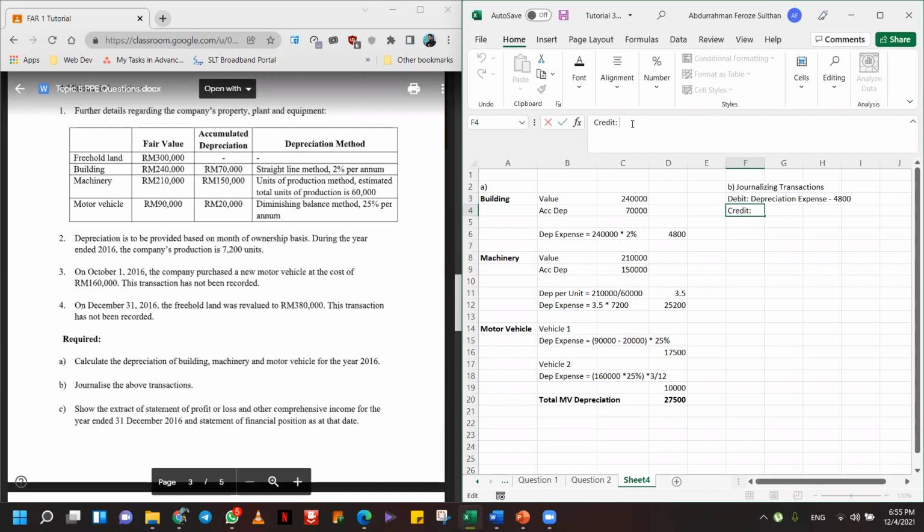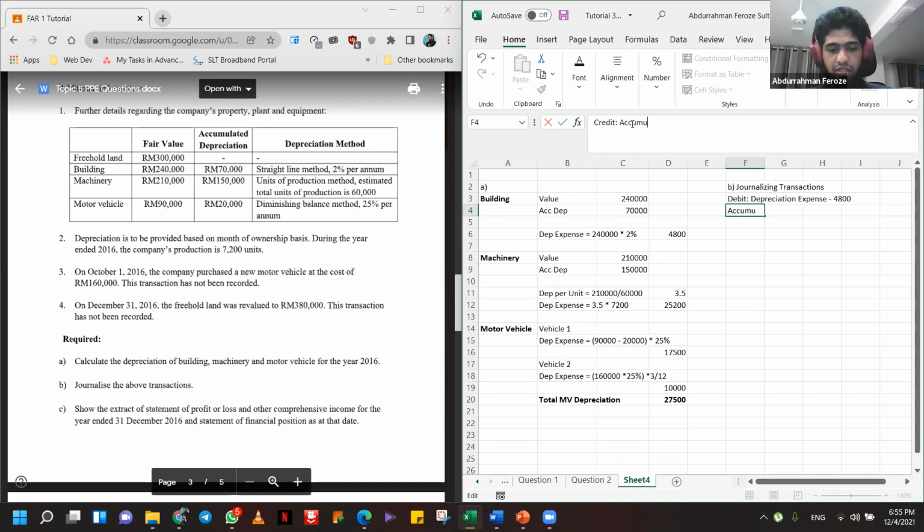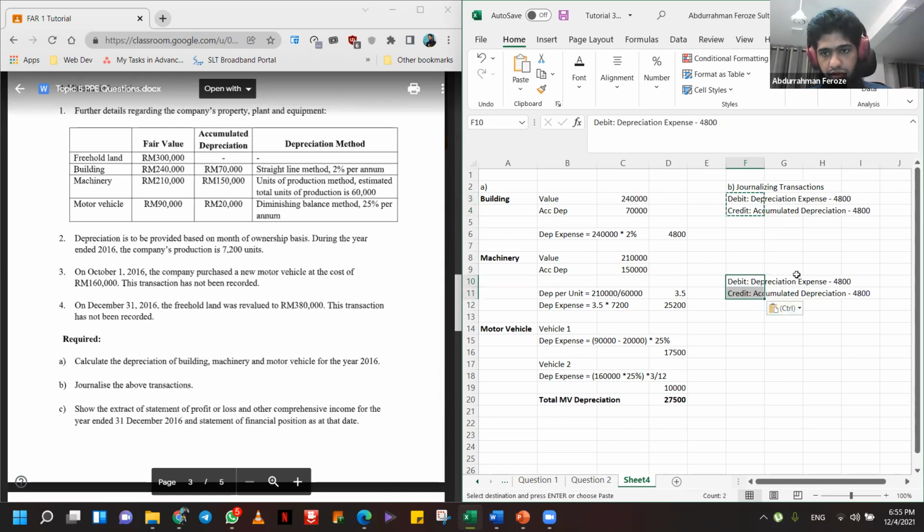This is the basic entry for any depreciation. You debit depreciation expense and you credit what? Accumulated depreciation. 4,800. Okay. And then over here, same thing. So we have depreciation expense 22,500 and we credit accumulated depreciation 22,500, right?